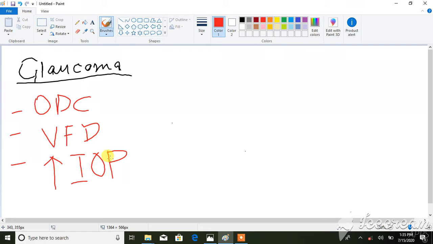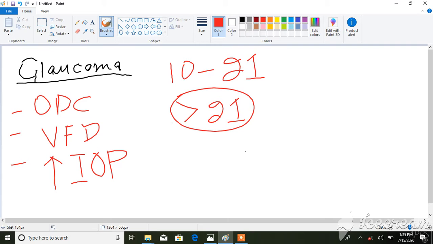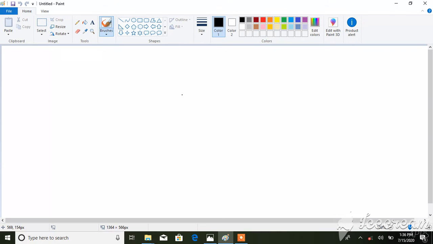Now, normal intraocular pressure is 10 to 21, but when the intraocular pressure is greater than 21, it causes glaucoma. When intraocular pressure is elevated or becomes more than 21 millimeter of mercury, it causes glaucoma. Now coming to the normal anatomy of the eye, we will be discussing the drainage of aqueous humor.